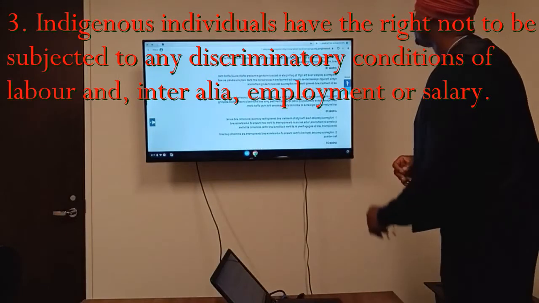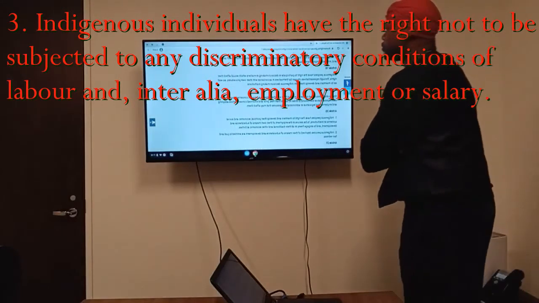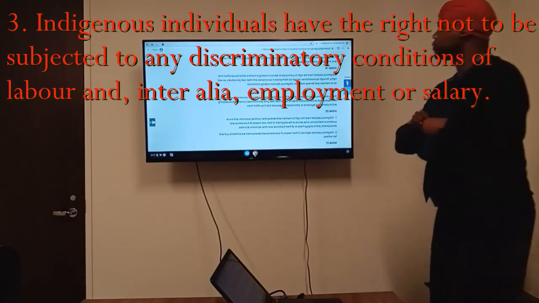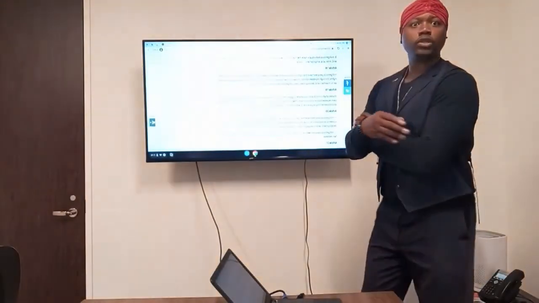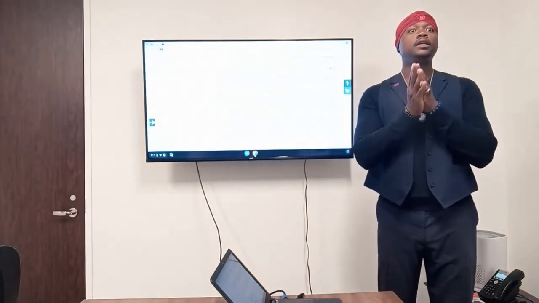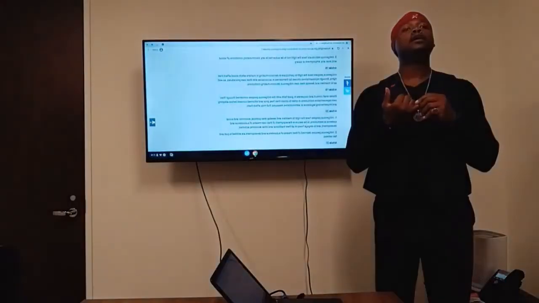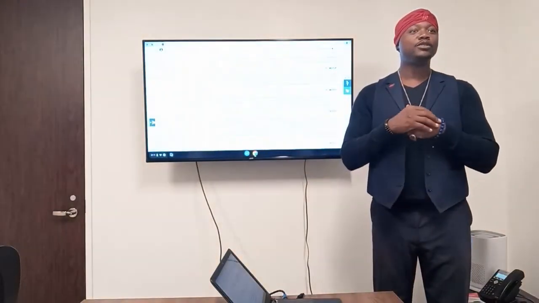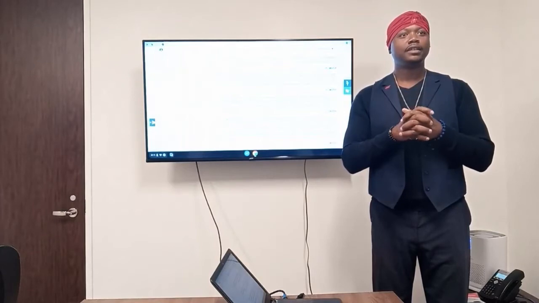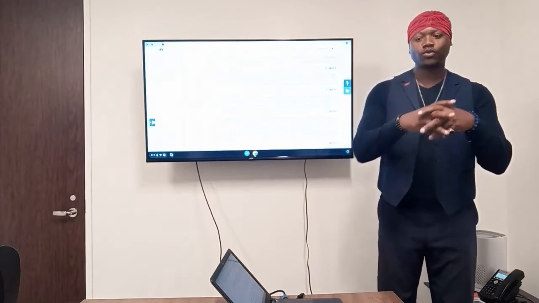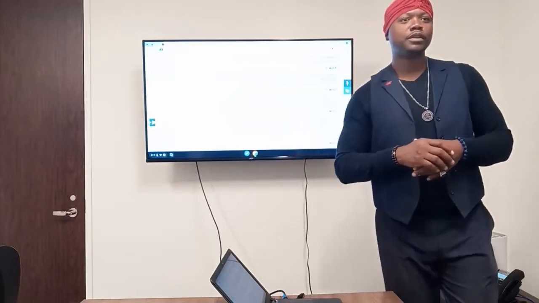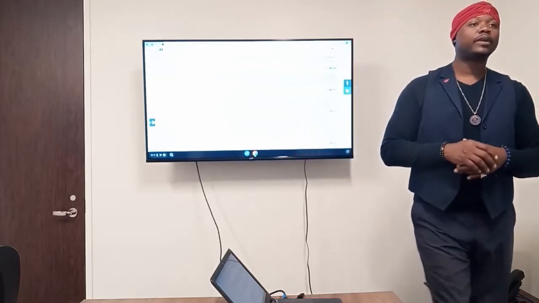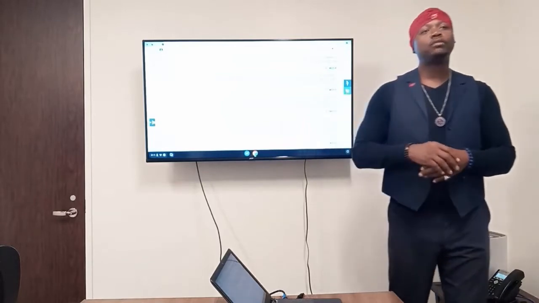Indigenous individuals have the right not to be subjected to any discriminatory conditions of labor and inter alia employment or salary. Well, salary? How many times did your job get given away to the European when you were more qualified? How many times did they try to reach back and find something on your record because they didn't want to give you the job? They're impeding your salary. They can't have you making more money than them.